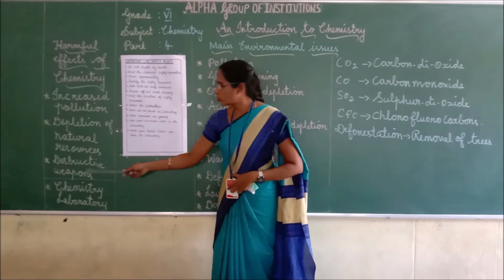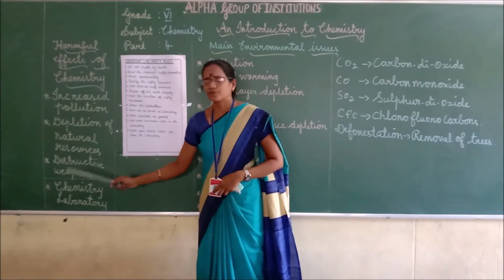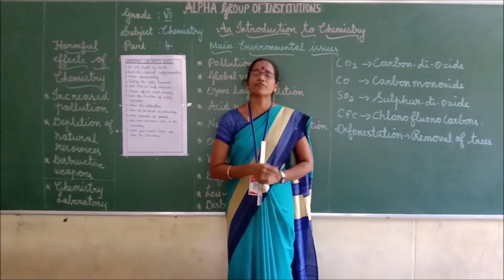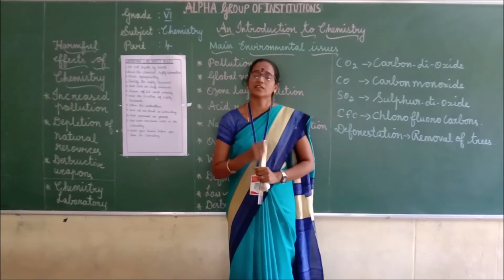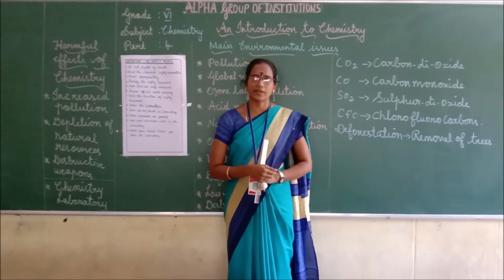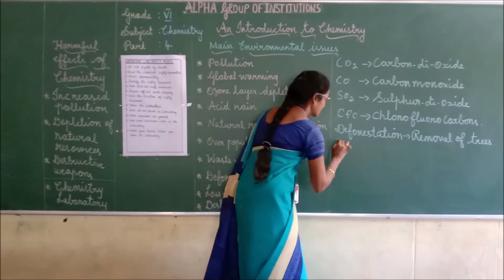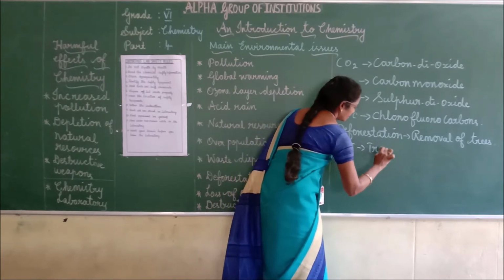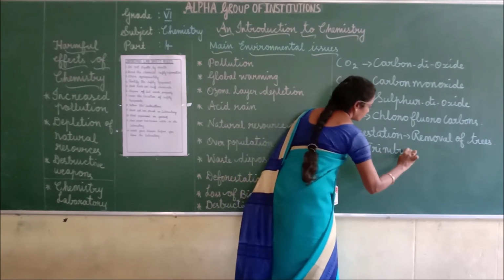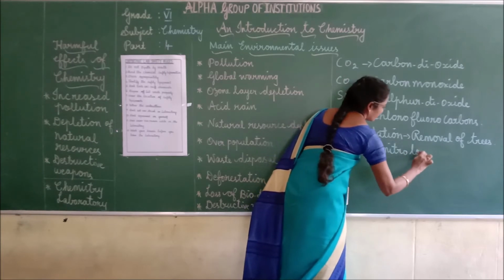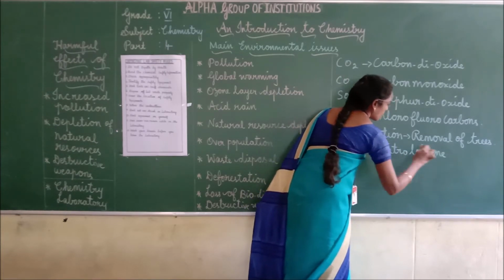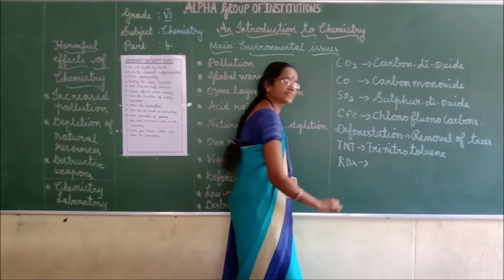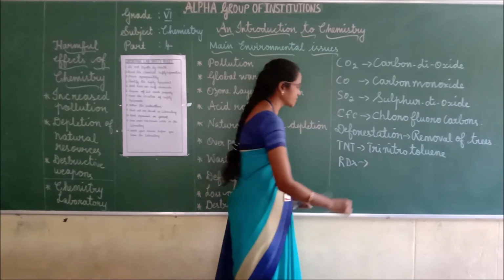So next we can move to destructive weapons. Chemistry finds use in the development of explosives such as TNT and RDX. TNT means trinitrotoluene. It's an explosive. And RDX is Research Department Explosive.